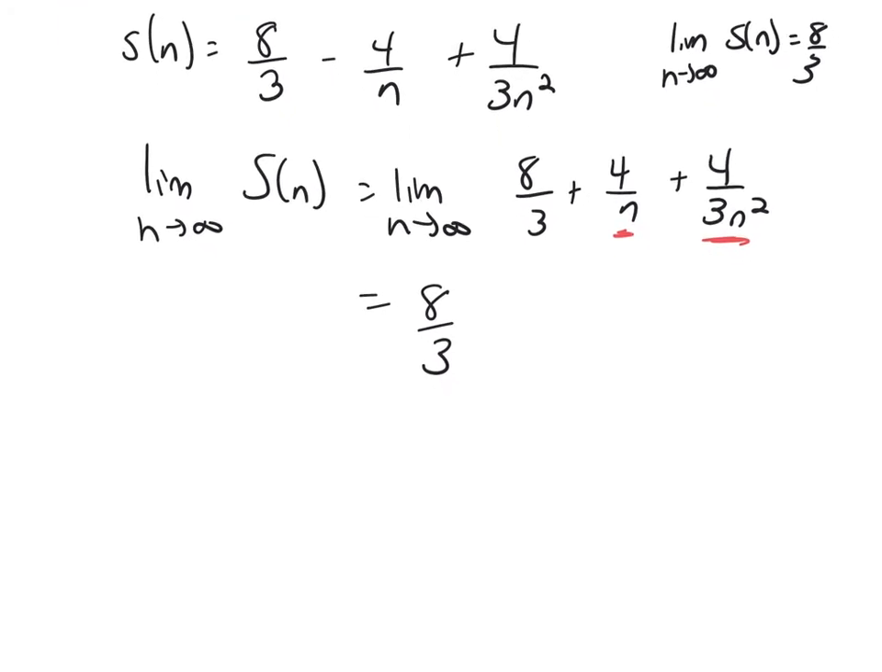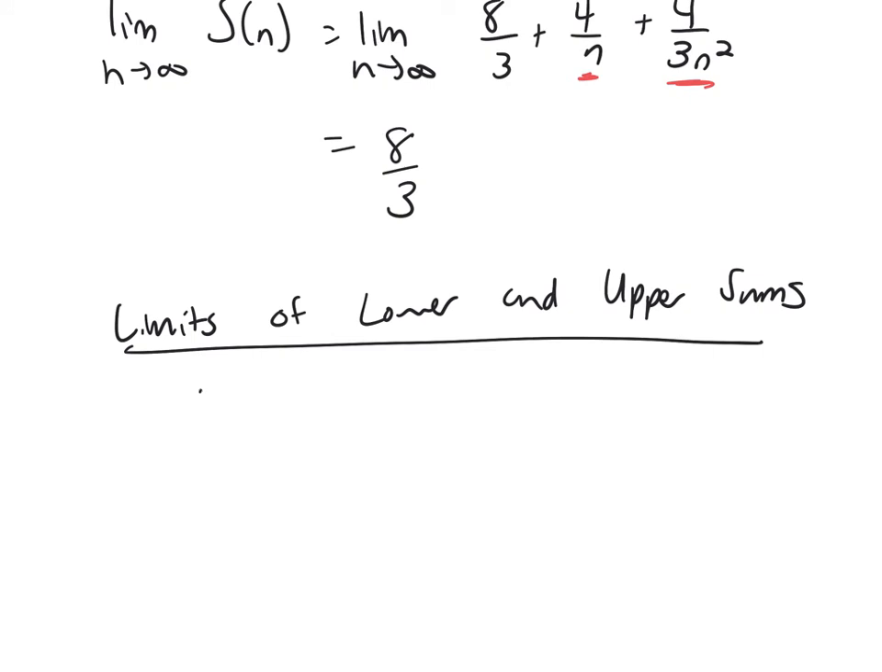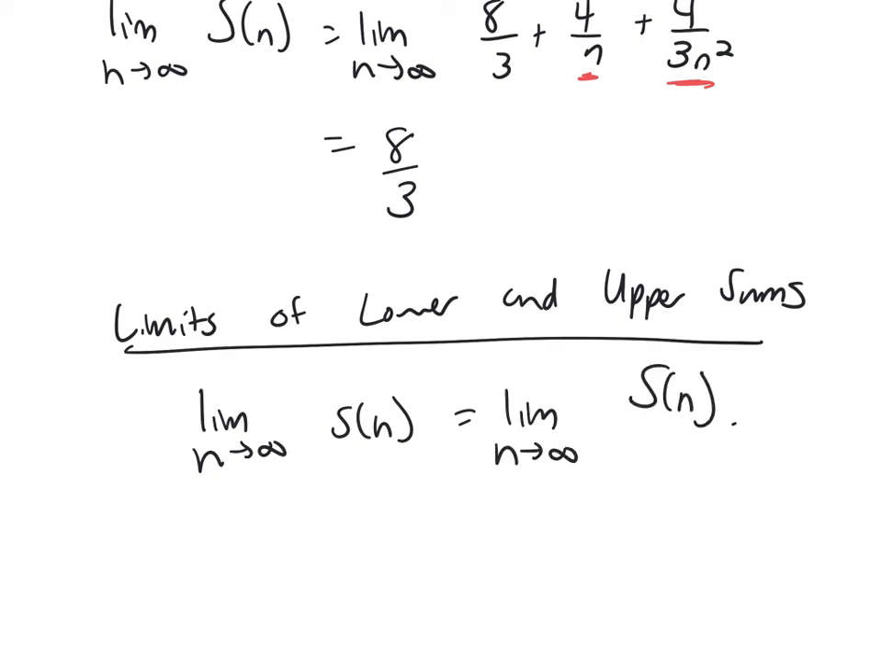So that happens in general. That's what's called the limits of lower and upper sums. So in general, if I look at the limit as n goes to infinity of S_n of the lower sum, it's the same thing as the limit of the upper sum.